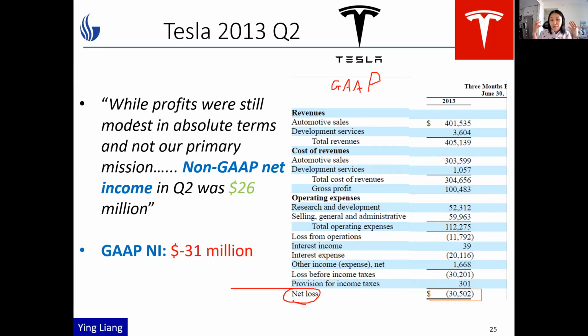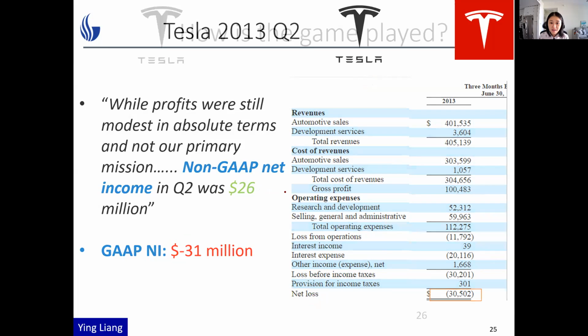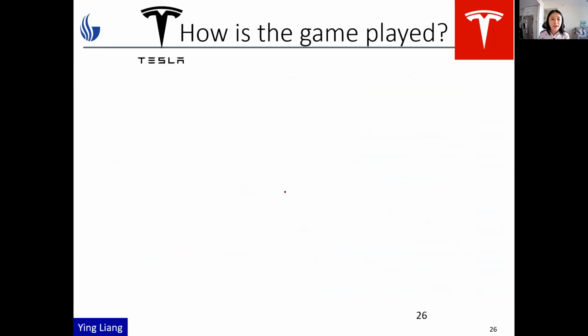And it is not our primary mission. Well, really. The non-GAAP net income in Q2 was $26 million. So you have a negative 31, and after these pluses and minuses, you get to a positive $26 million. This is really, really aggressive. You have a negative and now it's a positive, and it's a good, promising year. So how do they play this game?